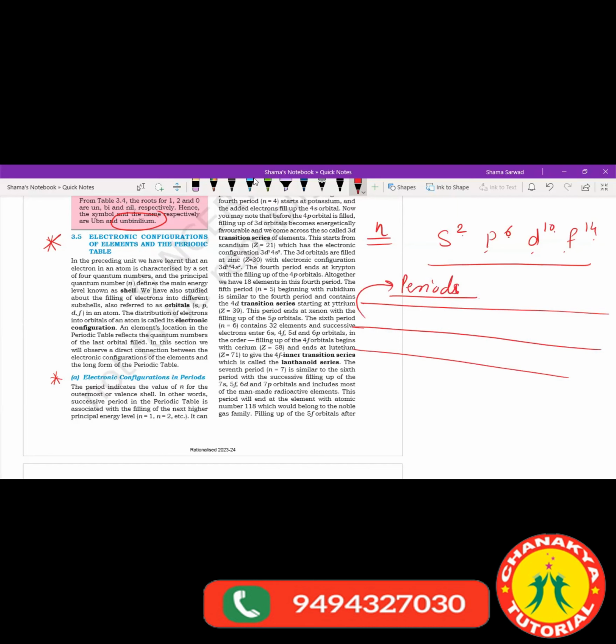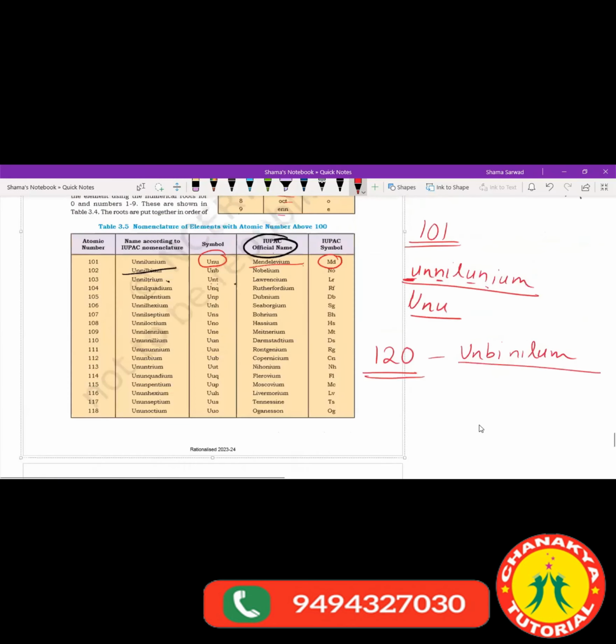The period indicates the value of n for the outermost valence shell. In other words, successive periods in the periodic table are associated with filling the next higher principal energy level, means n is equal to 1, n is equal to 2, etc. Now, whether it is valid or not, that too we need to check. For that reason, we will move to the periodic table.